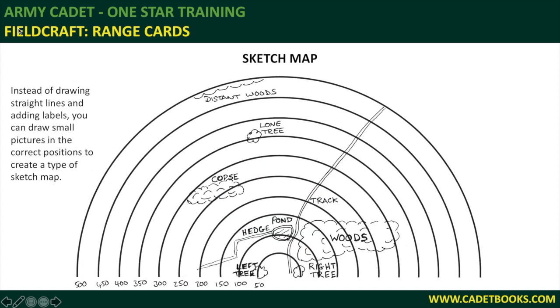Sketch map. Instead of drawing straight lines and adding labels, you can draw small pictures in the correct positions to create a type of sketch map. The information here is the same, but may be easier for some to read.